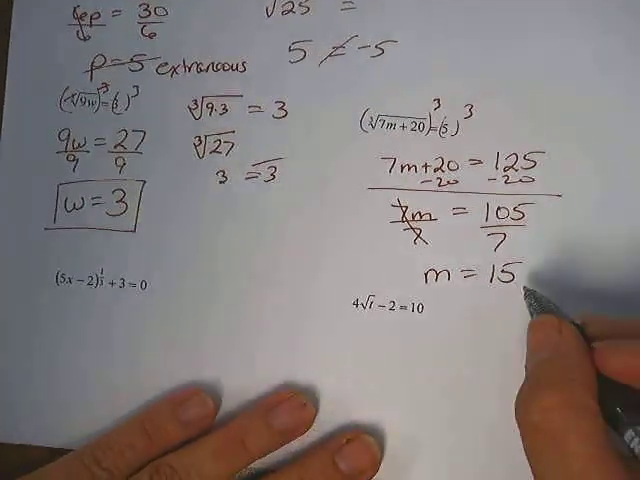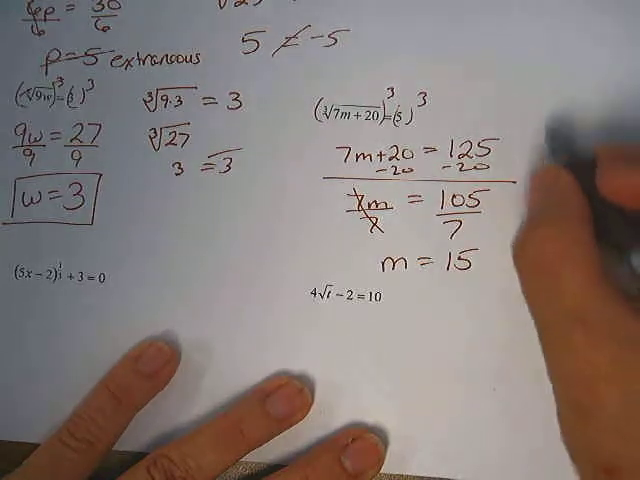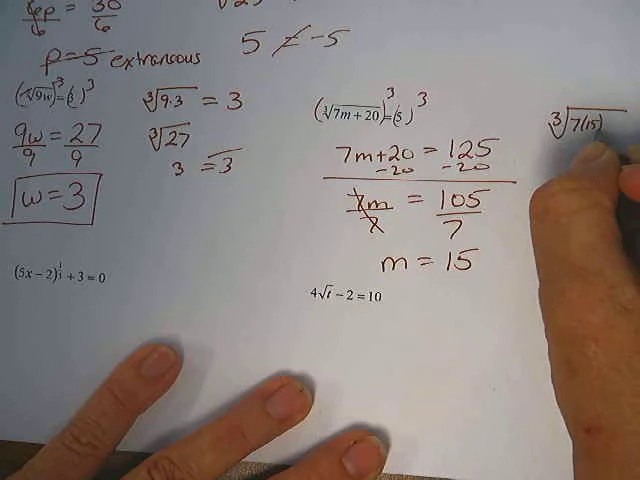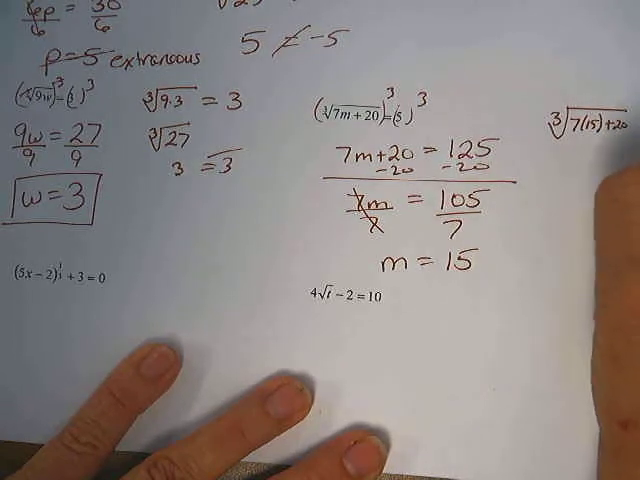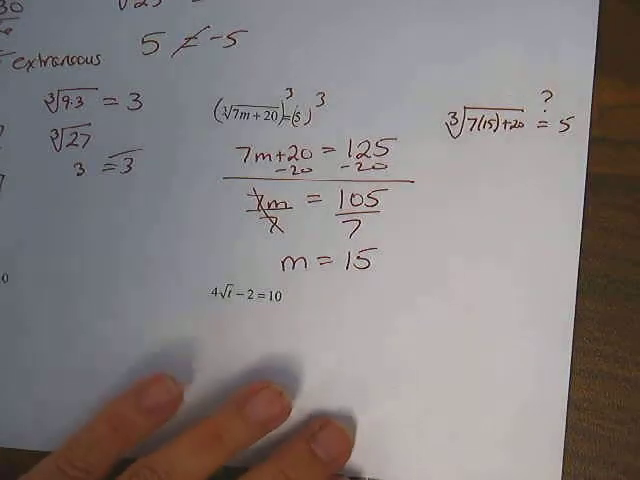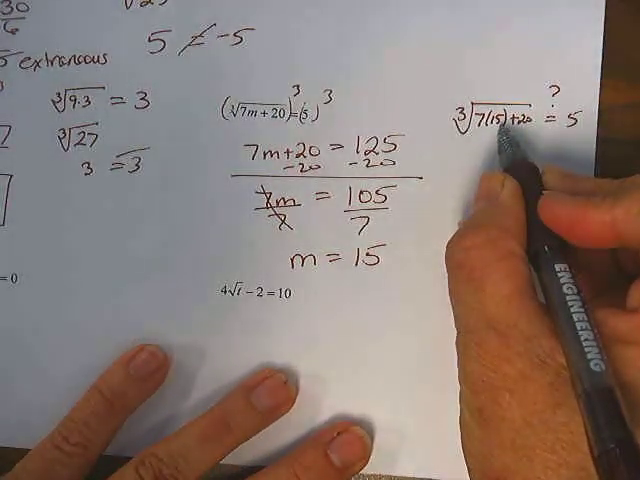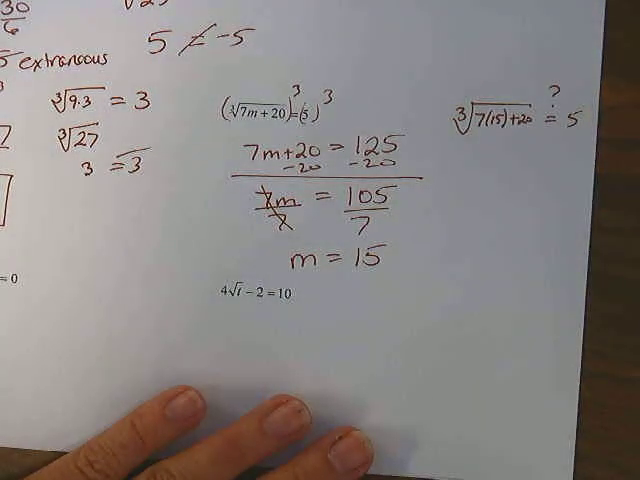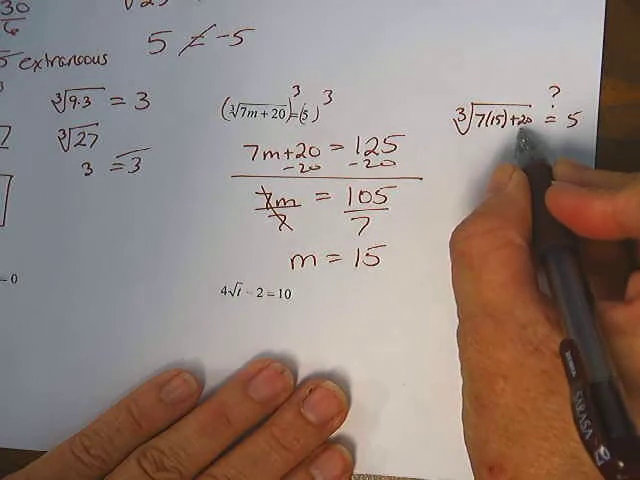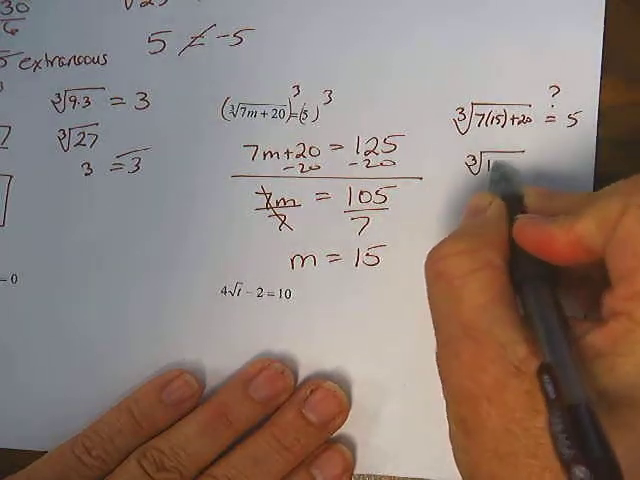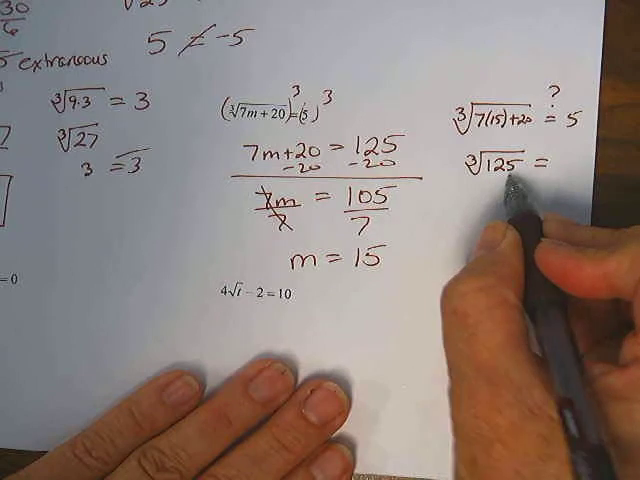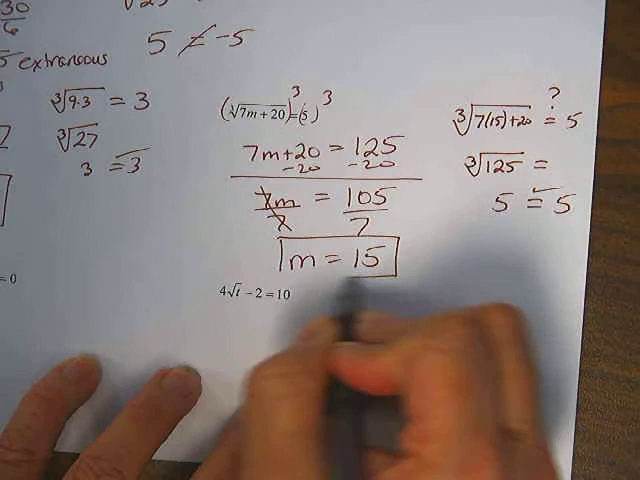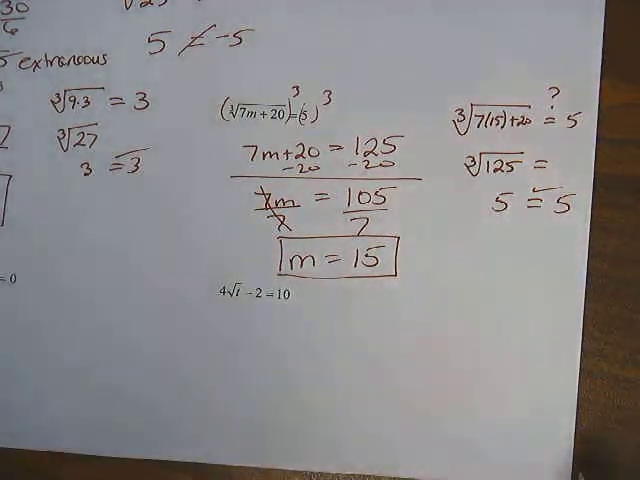And of course, our last step is always go back and plug it back in to make sure it works. So does the cubed root of 7 times 15 plus 20 equal 5? That's what we're checking over here. 7 times 15, I think I just want to double check what that is. 105 plus 20 is 125. Cubed root of 125 is 5. So 5 equals 5. Our solution is m equals 15.